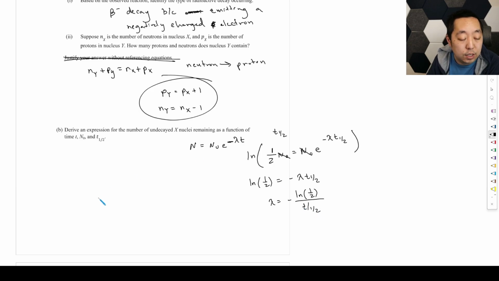So then you can write this as N equals N0 e to the negative, and negative would technically make it positive, ln of 1/2. Ln of 1/2, though, is a negative number. So T 1/2. So this would be how you could do it.